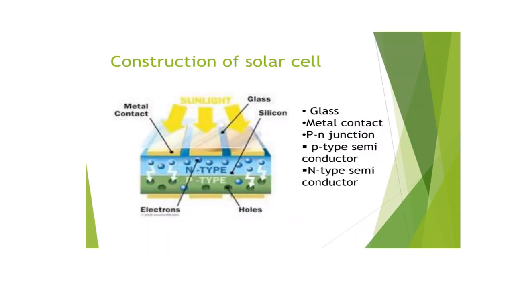Okay, this is the construction of the solar cell. This is the layer where the sunlight directly comes to the surface, which is made up of metal contact and glass, and the next layer is the N type where silicon is present. After that is the P type layer, and in the N type there are electrons, and in the P type there are holes. All the solar cell components are listed here: glass, metal contact, PN junction, P type semiconductor, N type semiconductor.